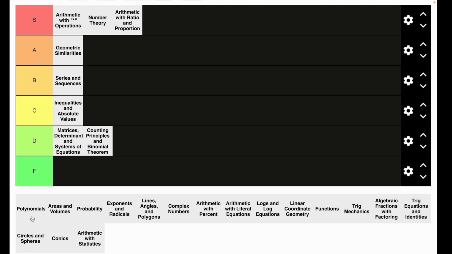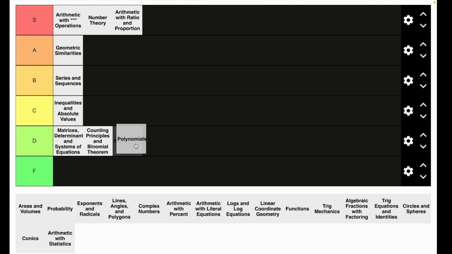Polynomials, I could probably see it at D tier, but I'm going to put it at C tier. Again, like I said, you don't usually deal with a lot of polynomials till you get to algebra 2, and possibly even further for some of the polynomial stuff. So the fact that it's Meet 2, it's still pretty early in the year, and you've got a lot of people in algebra 1 and geometry who may not even know what a polynomial is.